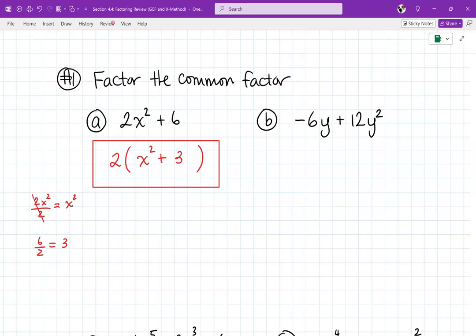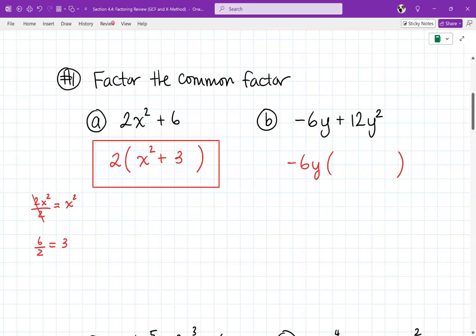So for part B, you'll notice I have a leading negative, so I'm going to factor out a negative for sure. I notice they both have y values. One has a y to the first, one has y to the second, but they both have a y. And a number that can divide 6 and 12 would be 6, right? So I'm going to factor out a negative, a 6, and a single y, because that's what they have in common, at least one y. Okay, they don't both have two y's, but they have at least one y. So I'm going to factor out a negative 6y.